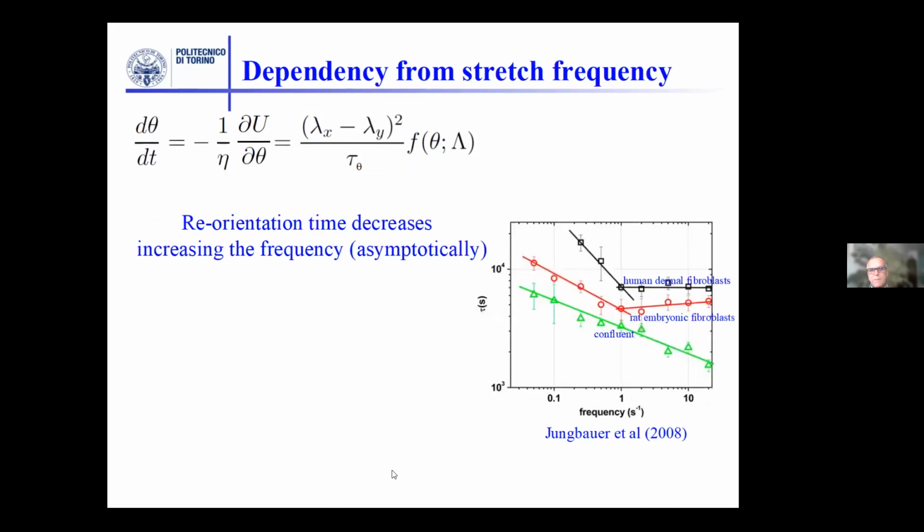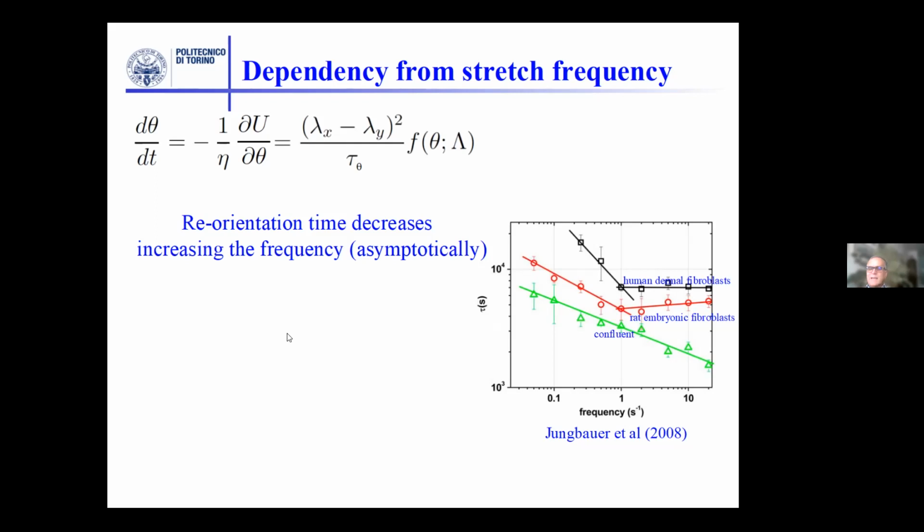What happens instead when you change the frequency? Also in this case, the timing to go toward equilibrium depends on the frequency. There is a plateau region in which the timing is more or less constant, and then the timing goes up when the period of oscillation increases. And by the way, this graph is in a log-log plot, so this timing can grow considerably.